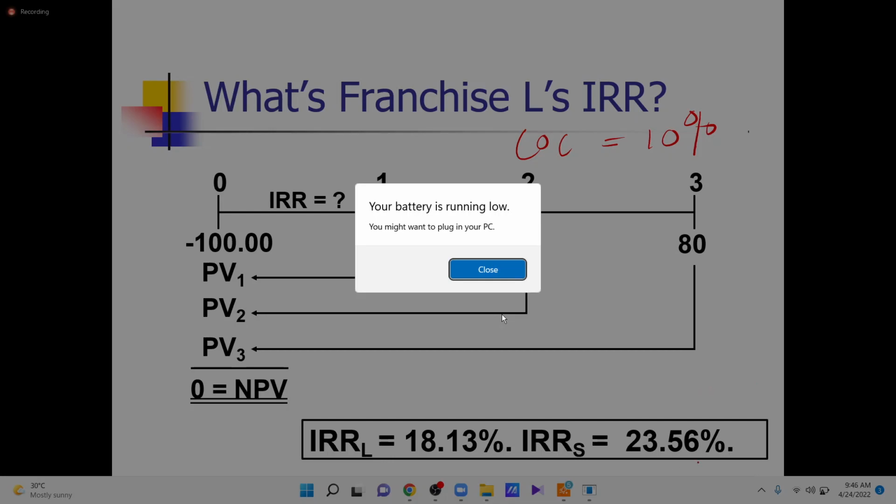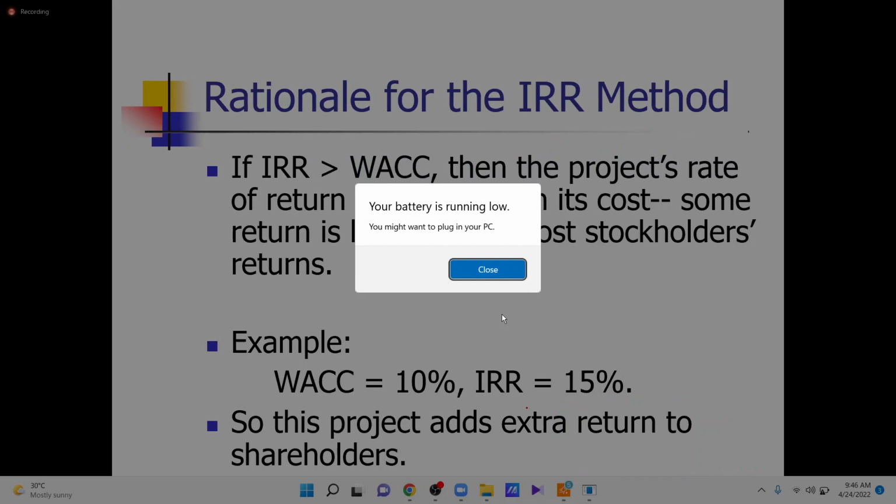So you may select the S, with the highest IRR rate. Right. Now, the rationale for the IRR method: if IRR is greater than the weighted average cost of capital, then the project's rate of return is greater than its cost, and some return is left over to boost the shareholders' return. So simply this is our decision criteria.